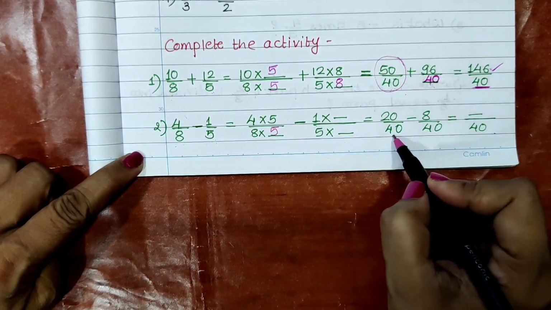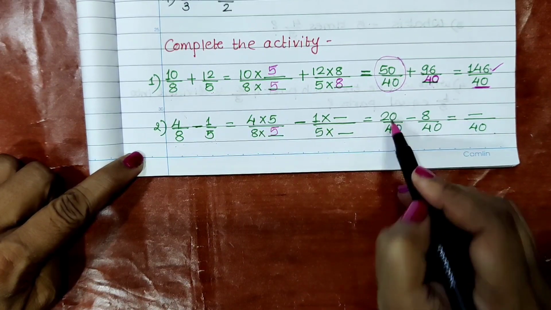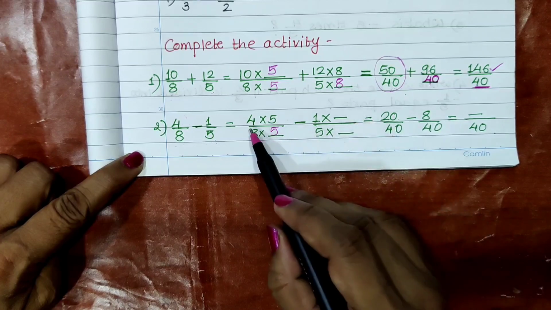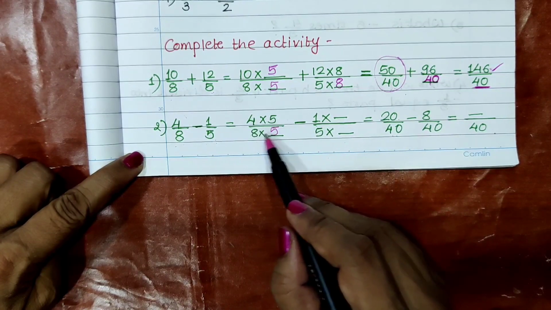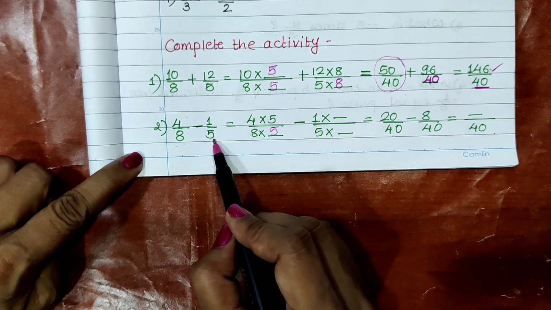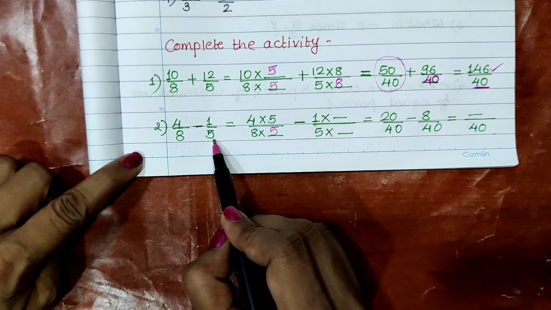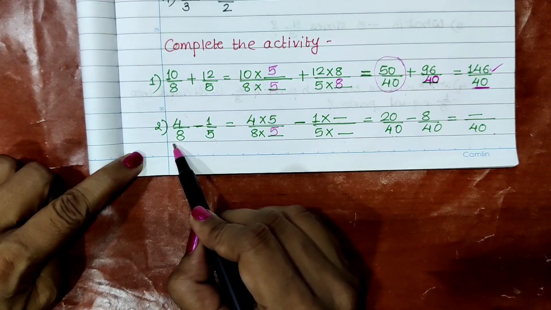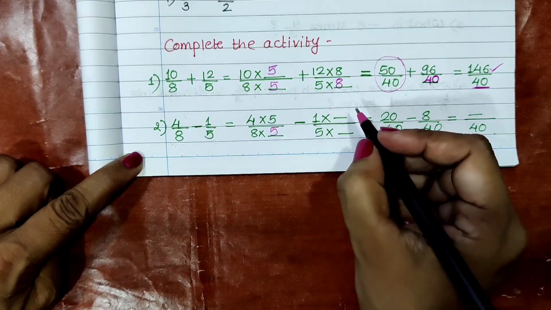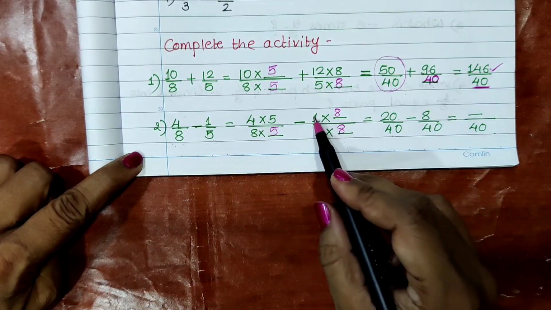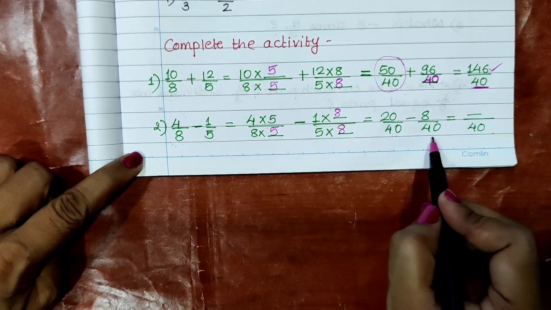And here the answer is also given. 4 5s are 20 and 8 5s are 40. So we have to multiply 4 by 5 and 8 by 5. That means the first rational number is multiplied by the denominator of the second rational number, and the second rational number we have to multiply by the denominator of the first. So 1 multiplied by 8 and 5 also multiplied by 8. So 1 8s are 8 and 5 8s are 40.